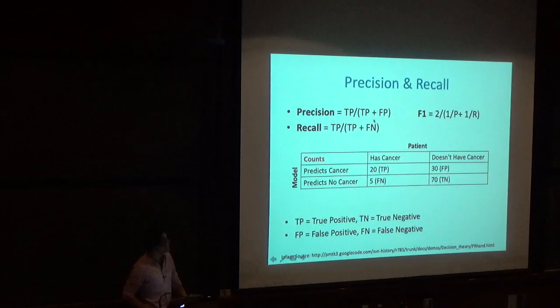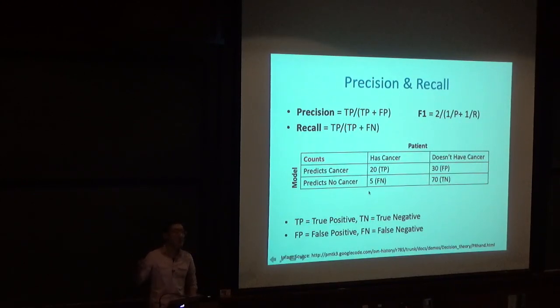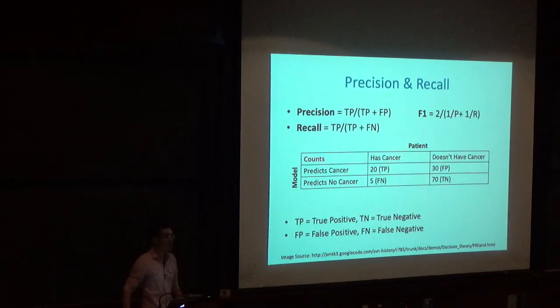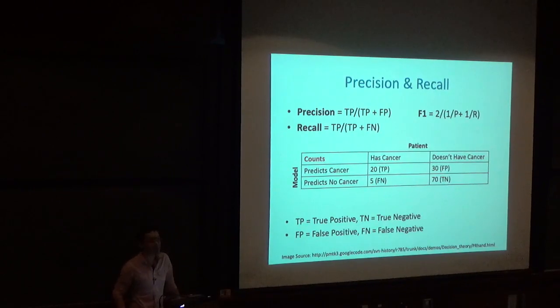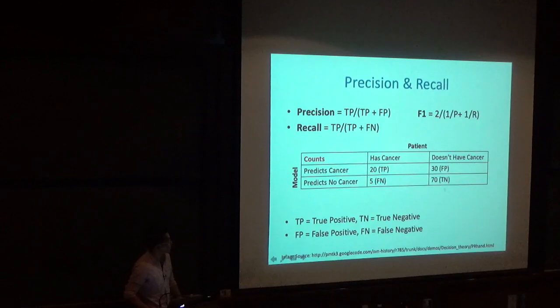Recall says I'm going to take the ratio of true positives divided by true positives plus false negatives. That's this true positive divided by this column, true positive plus false negative. It says, of all the actual positive events, how many did I actually predict as positive? Of all the people that actually have cancer, what fraction did I predict has cancer? Note that these two definitions completely ignore this bottom right cell, the true negatives.